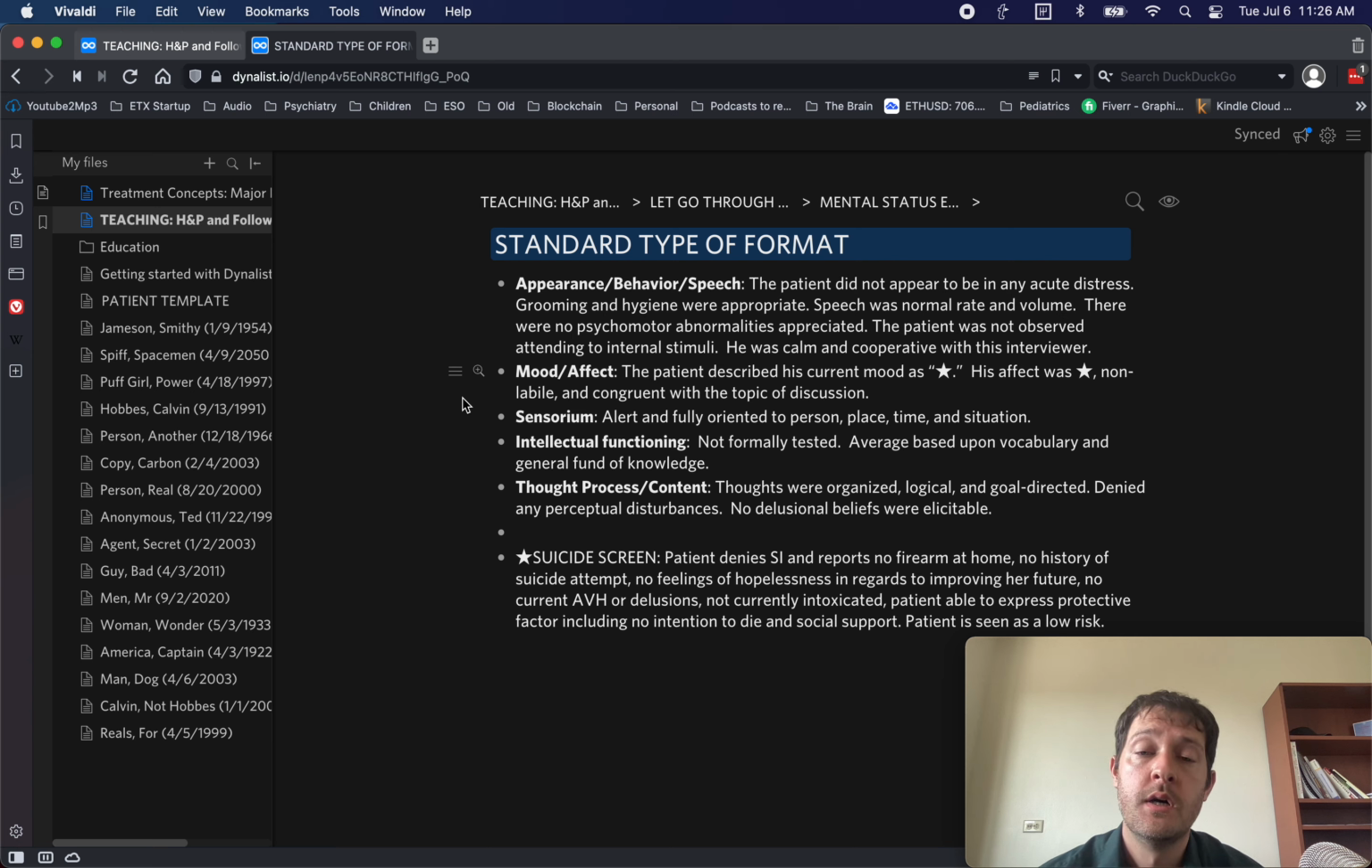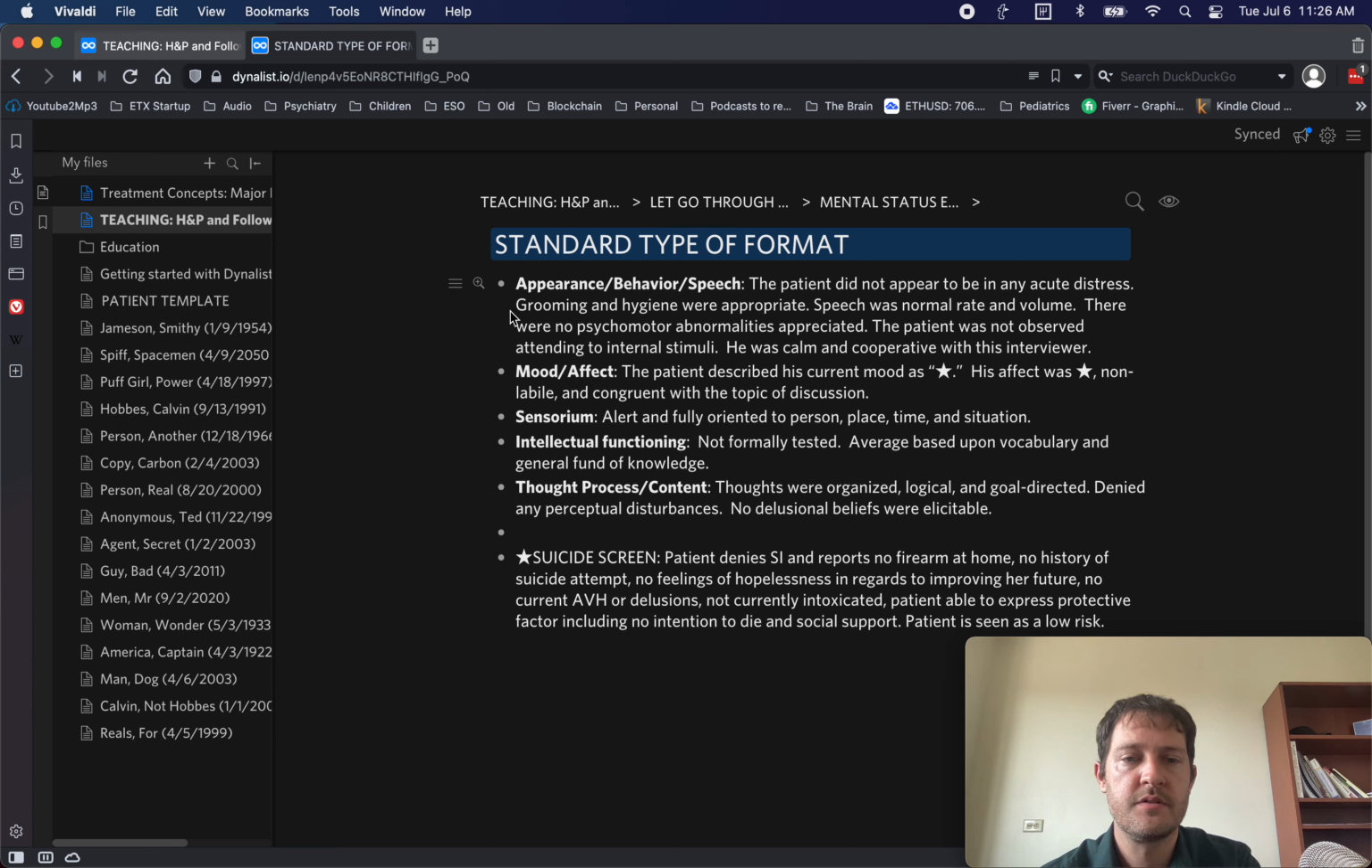So appearance, behavior, speech, often one big thing. If one of them's super important, you could break speech apart if it's really, really relevant. But it's basically kind of how they're acting, doing, talking. And you would just keep it.